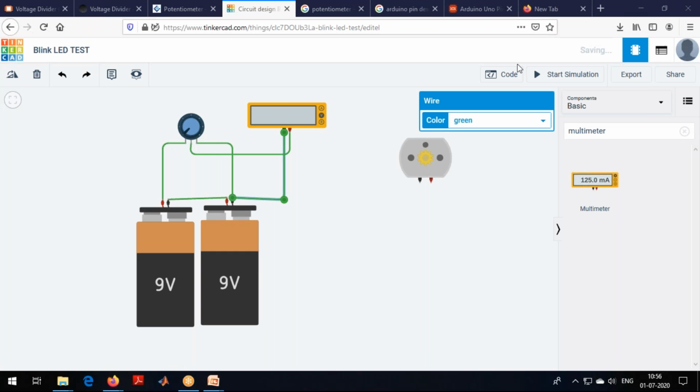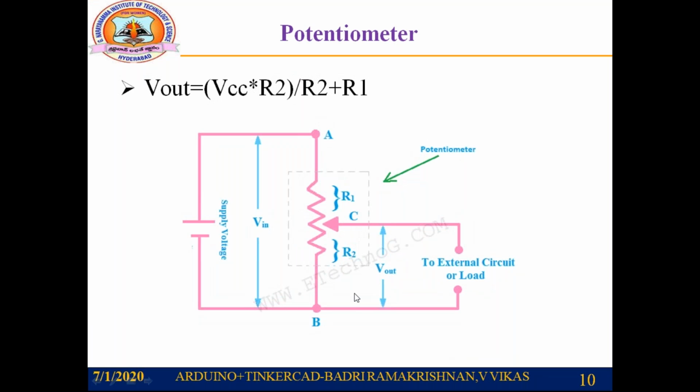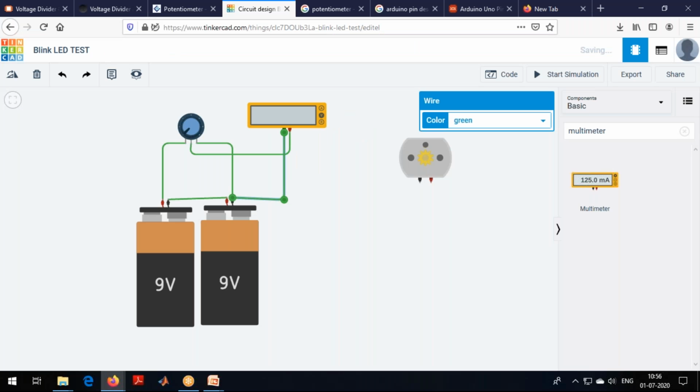Okay, can you just respond if this circuit is the same as this circuit? Do you agree? Whatever circuit I have built, that is the same as this one. Do you agree with that? This circuit and this circuit both are the same.